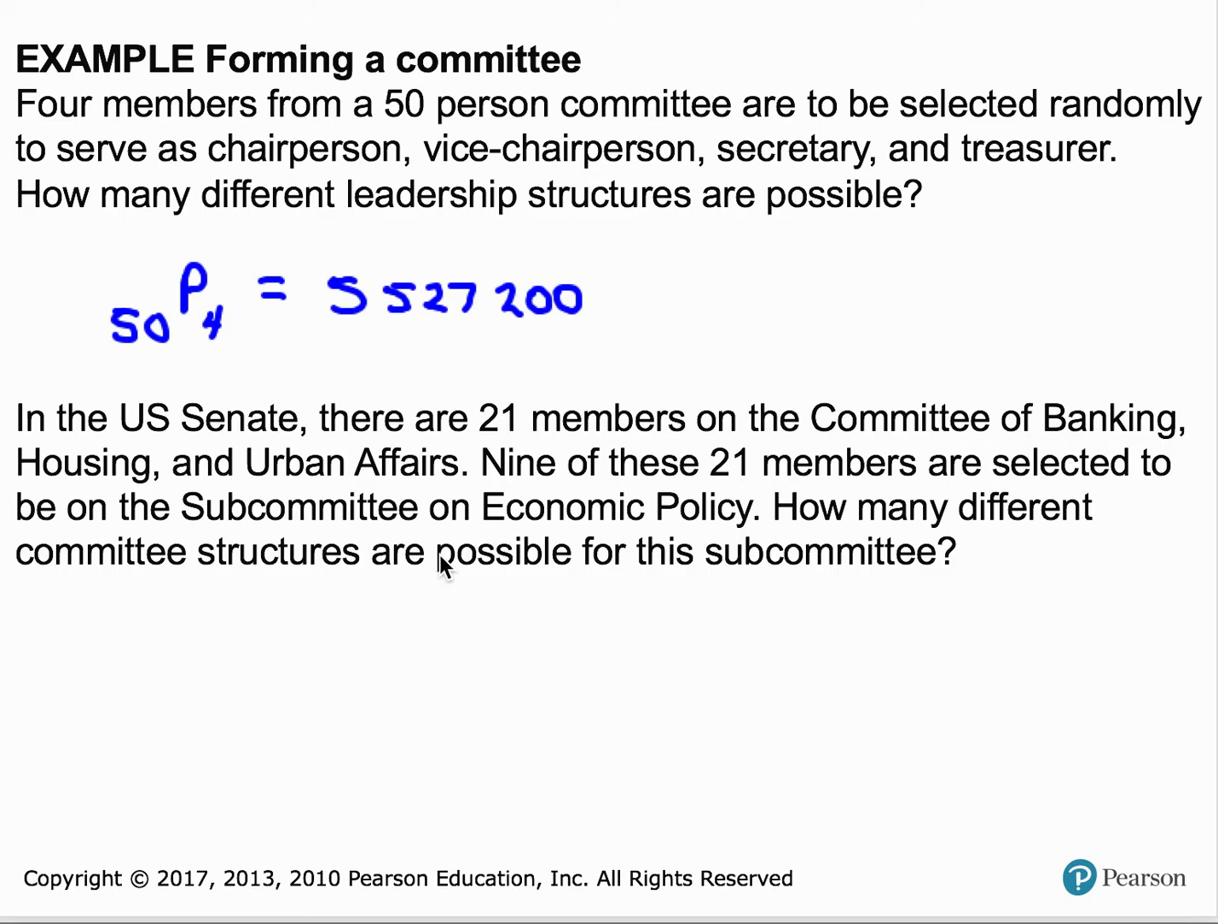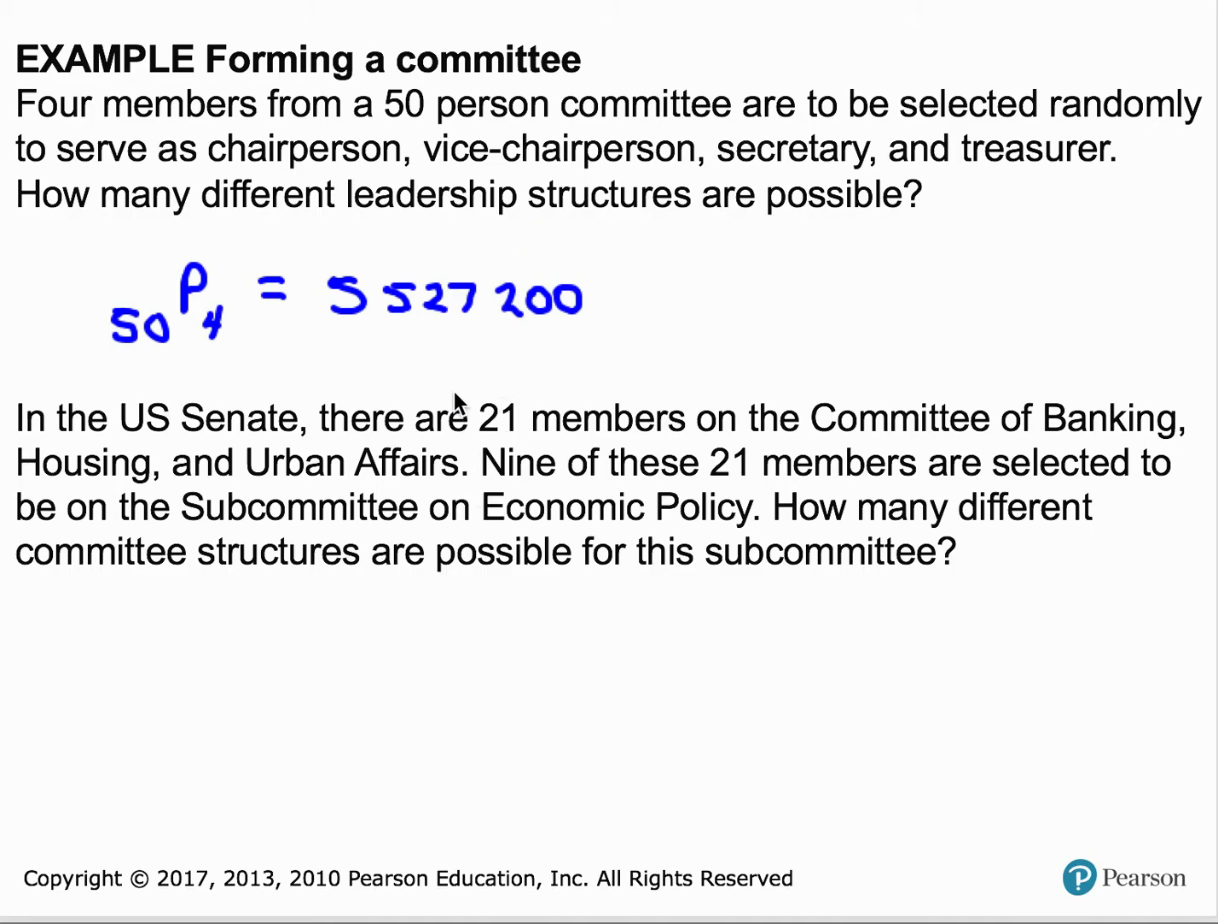Okay, let's look at this one. In the U.S. Senate, there are 21 members on the Committee of Banking, Housing, and Urban Affairs. 9 of these 21 members are selected to be on the Subcommittee on Economic Policy. So how many different committee structures are possible for this subcommittee? First question, is it a permutation or combination? Does the order matter? No.